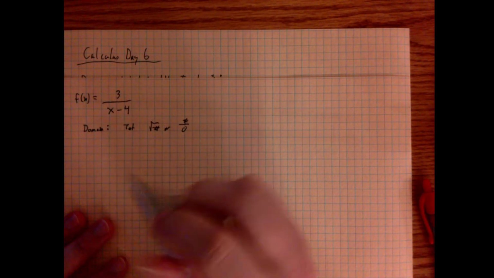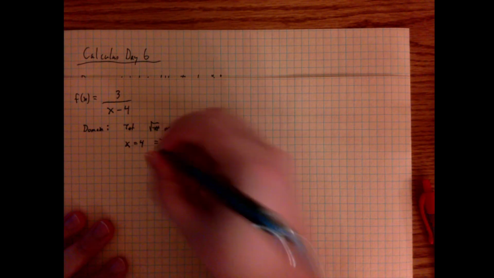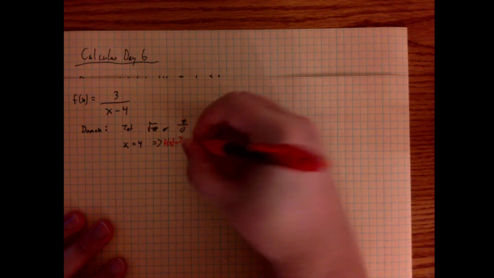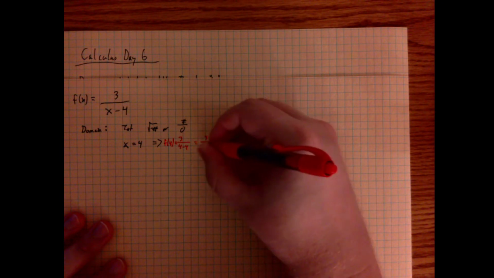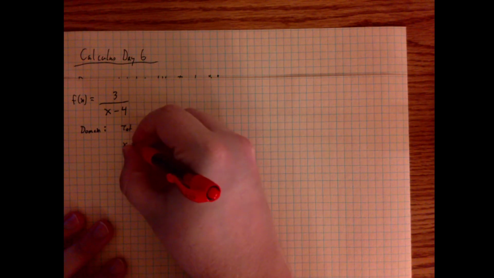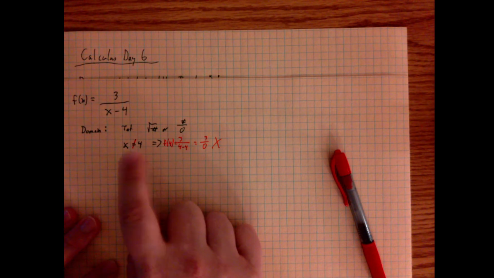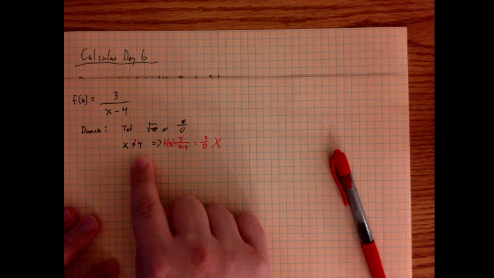If you look at this function, what happens if x equals 4? Well, if x equals 4, then f of 4, using our function notation, would be 3 divided by 4 minus 4, and 4 minus 4 is 0, so we end up with 3 over 0. This is a problem. This can't happen, which means that x cannot equal 4. This is a restriction on the domain. Because we end up dividing by 0, x cannot be 4.